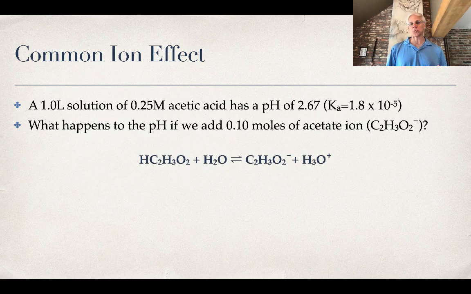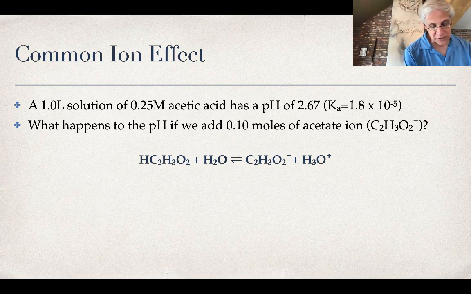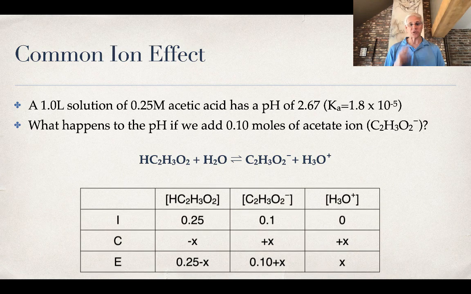Now, according to Le Chatelier's principle, we would predict that this reaction should shift back towards the reactant side. So if this reaction goes back towards the reactant side, we would expect some of the H3O plus to be consumed. And in doing so, we're going to decrease the amount of H3O plus, and so we should see an increase in the pH, so that it should become less acidic because we are pushing this reaction towards the left, back towards reactants, if I were to add some acetate ion to the solution.